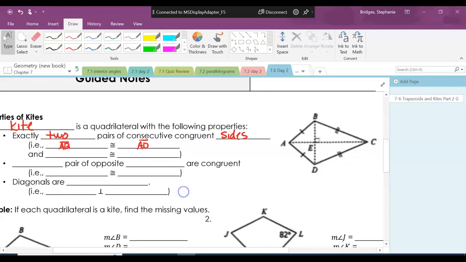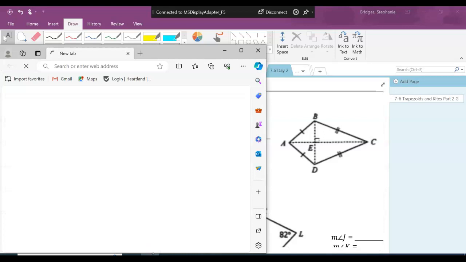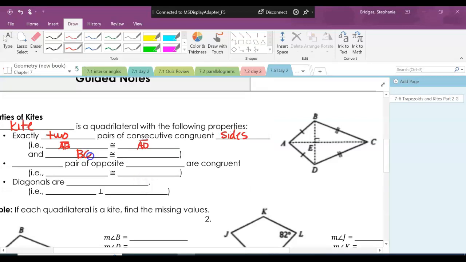What would those sides be? What are the segments with two hash marks on them? BC and DC. So again, AB and AD are congruent, told by the one hash mark, and then BC is congruent to DC, separated by 2. All 4 sides are not congruent, but the 2 sides that are next to each other are congruent. The short ones are congruent, and the long ones are congruent.